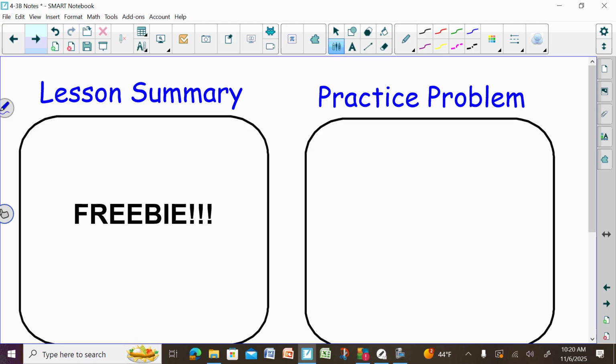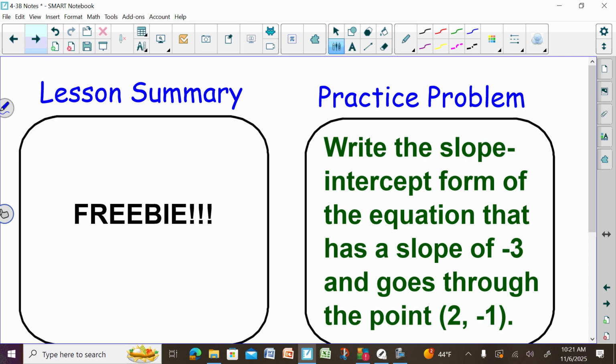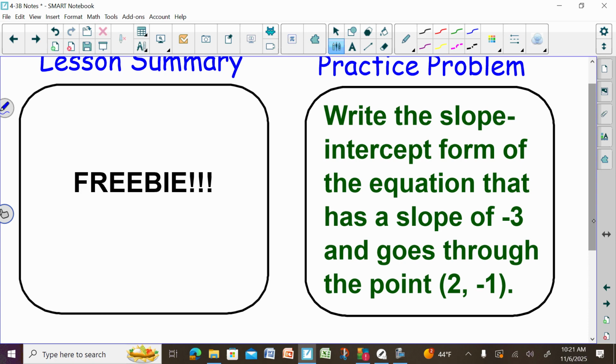All right, we got a freebie today on your lesson summary, and then I thought your practice problem should be something here, maybe, maybe not. Oh, there it is. Write the slope-intercept form of the equation that has a slope of -3 and goes through that ordered pair, 2, -1. Go back to one of your first two examples and try to mimic what we did there. Good luck.